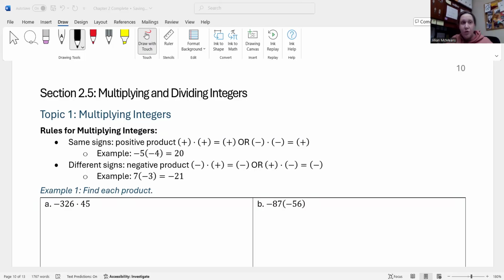Okay, for this section, we are going to talk about multiplying and dividing integers. And luckily, the rules with signs for multiplying and dividing are exactly the same. Okay, so we're going to start with topic one, just looking at multiplying integers.